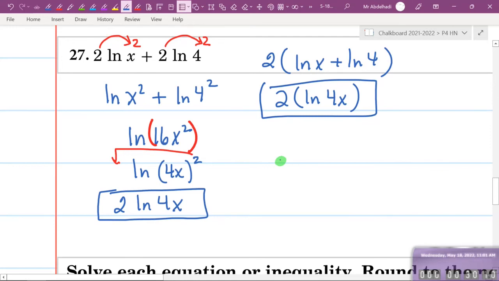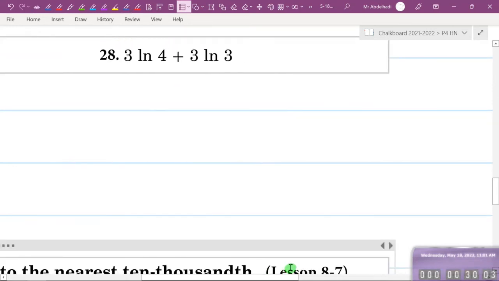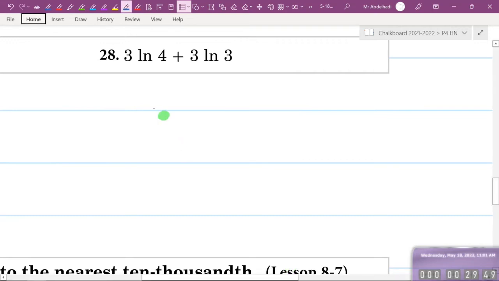Okay, number 28. Actually, now that I'm looking at this one, this also has the 3 and a 3. We could use that trick and factor out the 3's this time, right? So that'll save us a little bit of trouble. And actually, there's a 4 there. And what is a 4? 2 squared, right? So check this out. We're going to factor out the 3 from both of these. And now we have ln 4 plus ln 3 in the parentheses. Yes? You guys follow that?